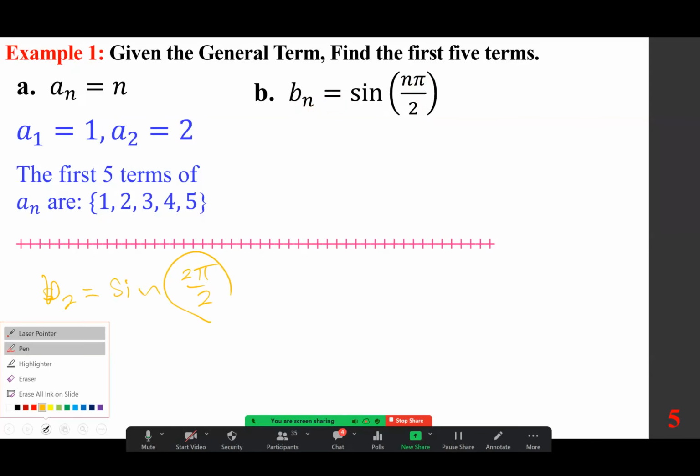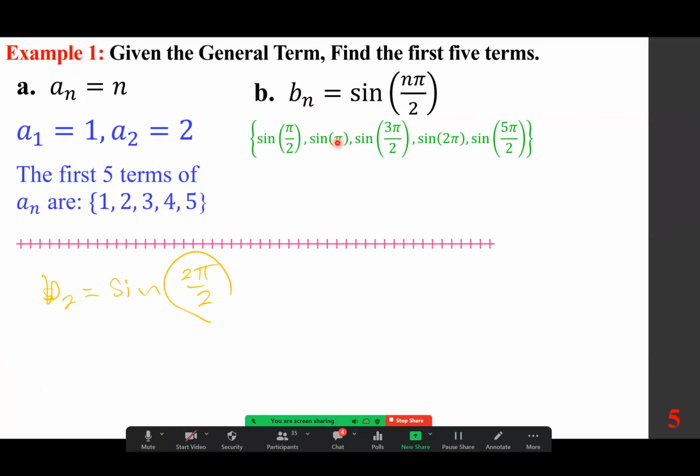So we can write the next one and the next one and the next one. Please notice this one. So this is 1 pi over 2. This is 2 pi over 2 or pi. This is 3 pi over 2. This is 4 pi over 2, or 2 pi. This is 5 pi over 2. What are the values? Well, anybody remembers sine of pi over 2 from basic trigonometry?